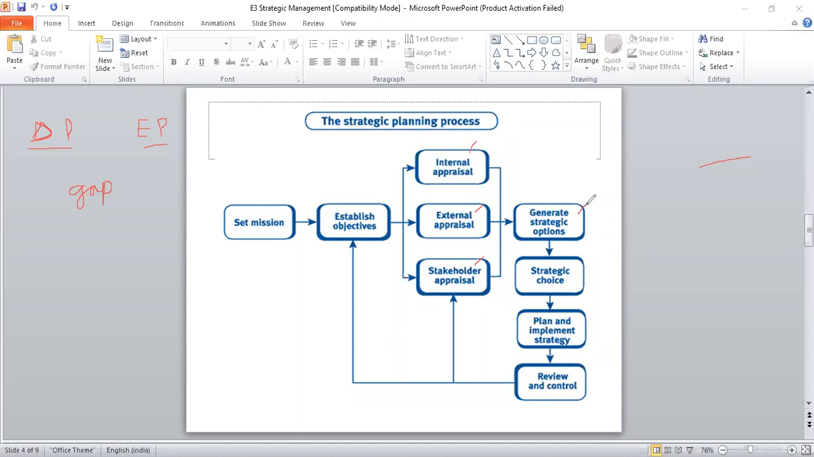Now the gap arises when, considering all the factors, they are not able to achieve the desired performance. Then to close that gap, which arises because of the difference between the desired performance and expected performance, they could take action. Okay, then when they decide on their strategic choice, what course of action they would take, based on that they plan for the organization and implement the strategy.